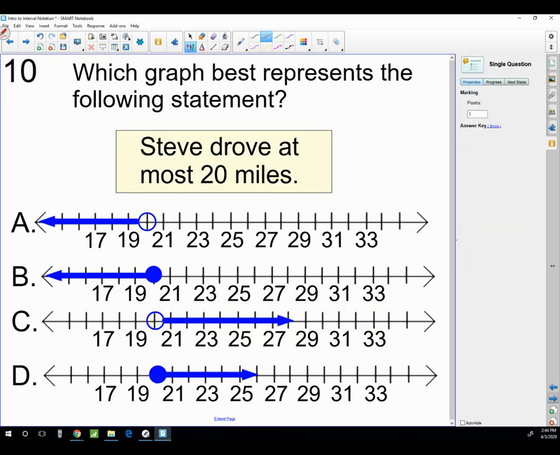Steve drove at most 20 miles. So the most that he drove is 20. It's looking like B to me. We wouldn't go negative infinity to 20. We'd probably go 0 to 20. But we're not asking that.